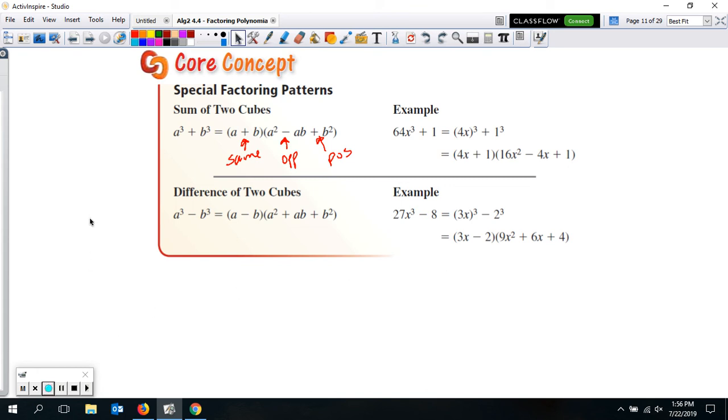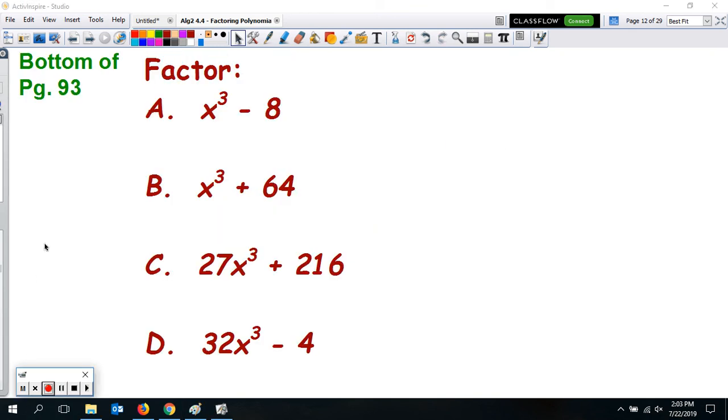Let's go ahead and practice a few of these. So right there at the bottom of 93, we're going to practice a few. Okay, so now at the bottom of page 93, we're going to do these 4 problems. You can just label them A, B, C, and D. We're going to be factoring these. These are going to be sums and difference of cubes just to get some practice doing these kind of problems.